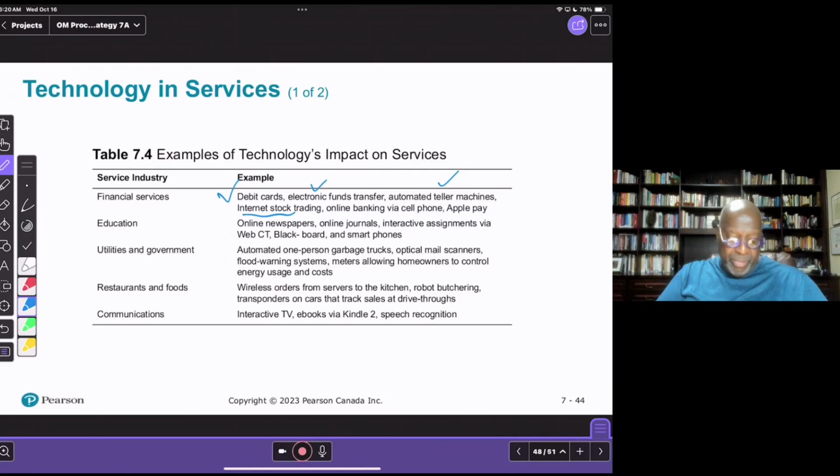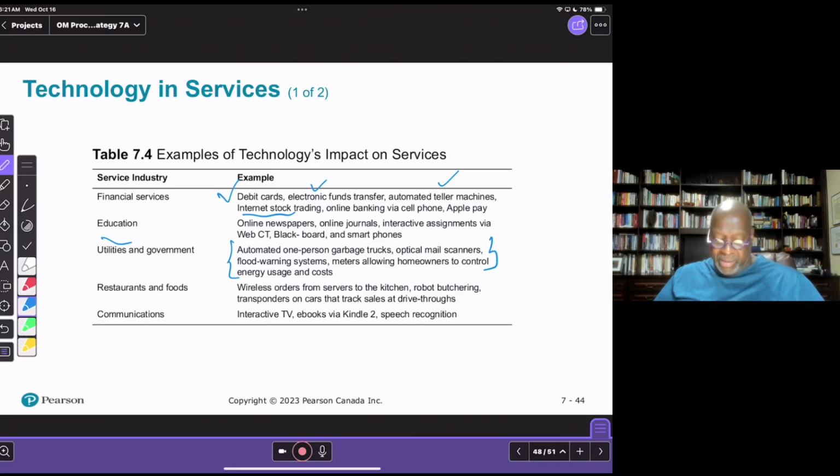You could use it in education, online learning. During the pandemic, we know how we used communication platforms like Zoom or Teams to do our teaching, right? In terms of government, you have the use of technology in automated one-person garbage trucks, and the automation sometimes comes from the one person that's actually picking up the garbage also guiding the truck as well.